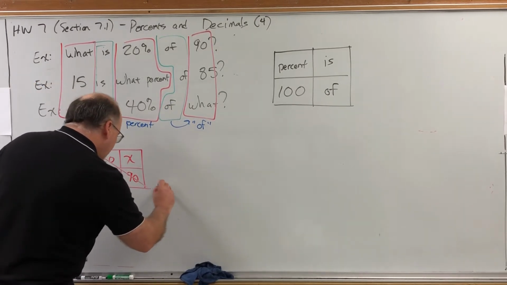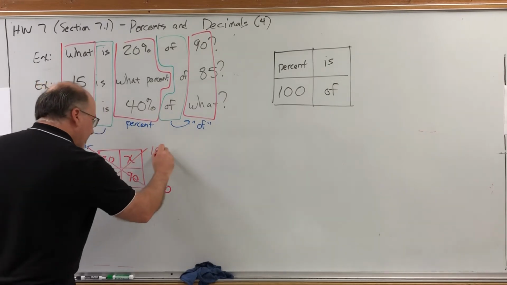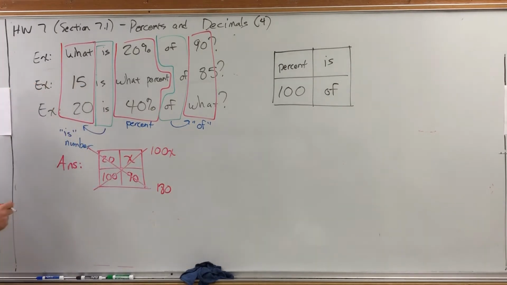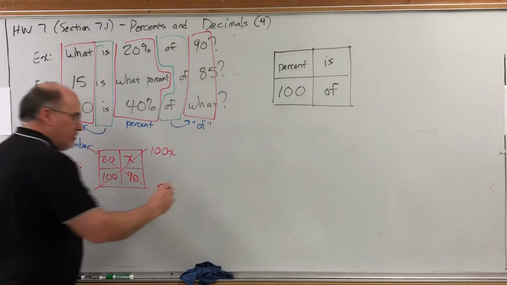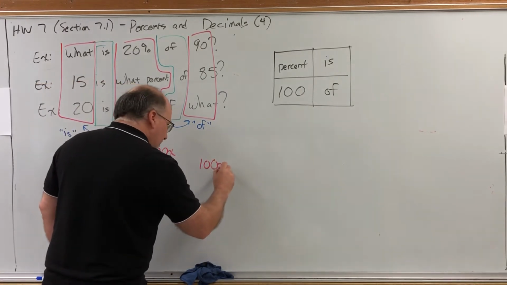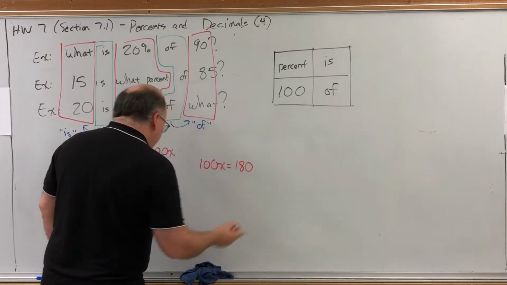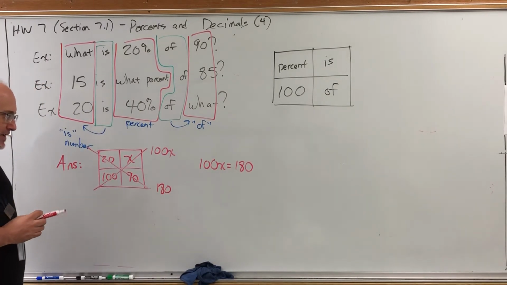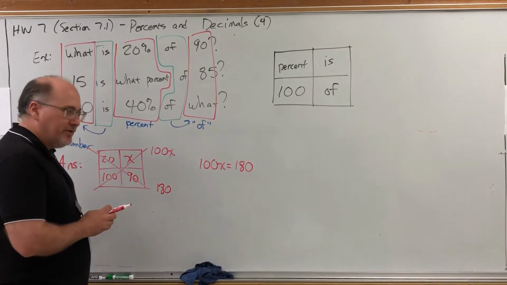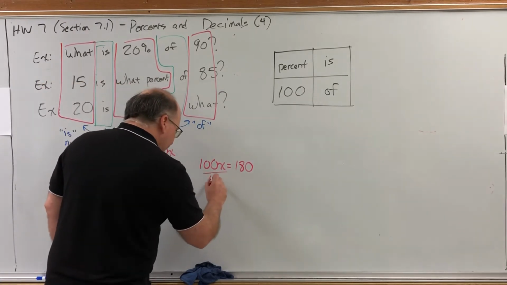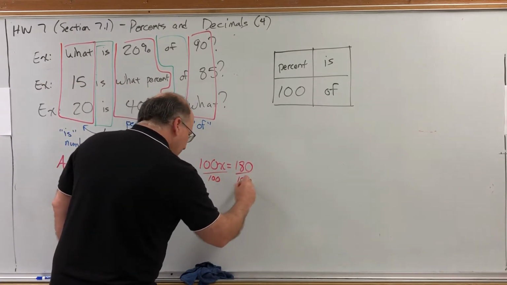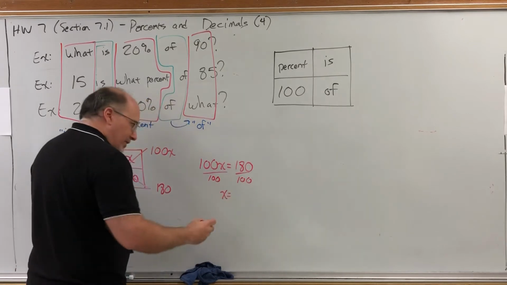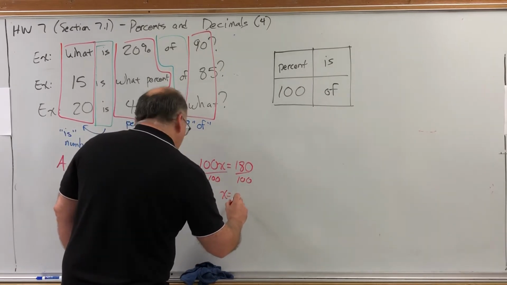180, 100x. Those have to be equal to each other. Now you do have to know a little bit of algebra. All you have to know is to get a letter by itself: if there's a number multiplied in front, divide. So divide both sides by 100. Use a calculator, and you get x equals 1.8.